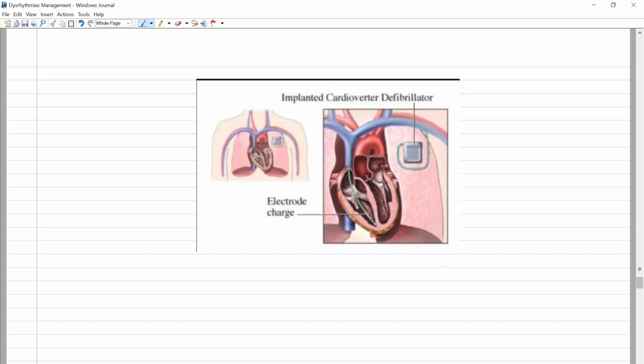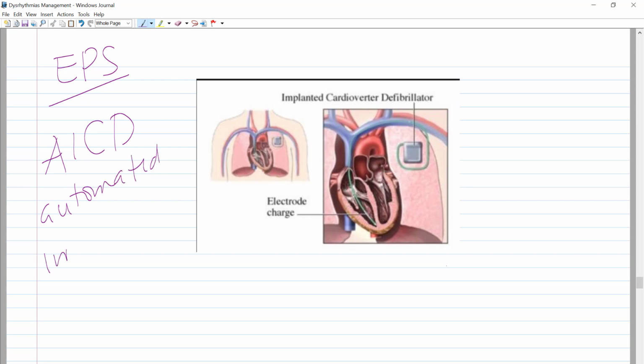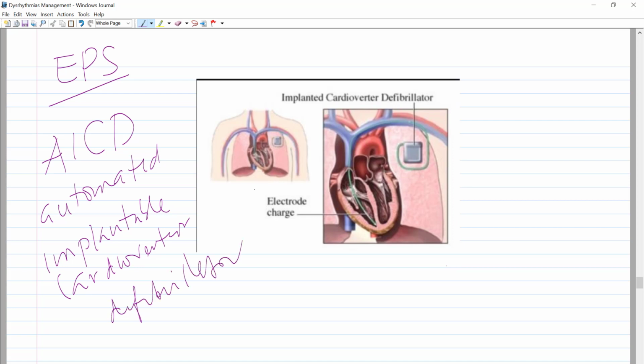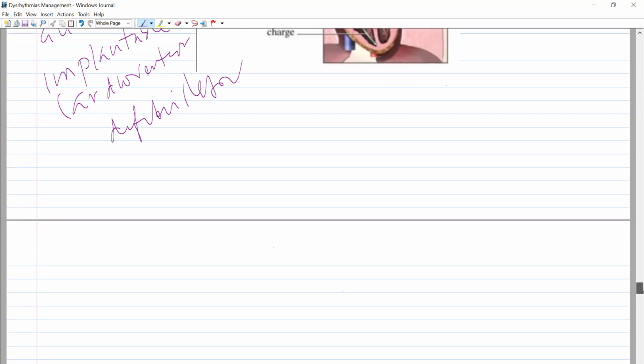Now, once your patient is stabilized, you have to consult EPS, electrophysiology studies, to place AICD. And AICD stands for Automated Implantable Cardioverter Defibrillator. So your patient will have that once they are stabilized.